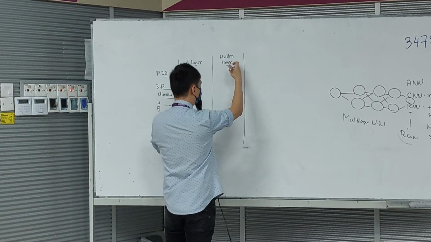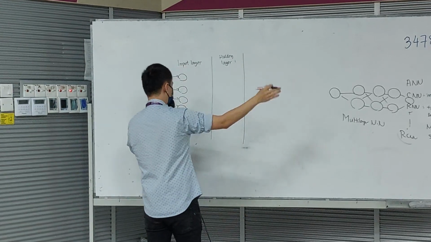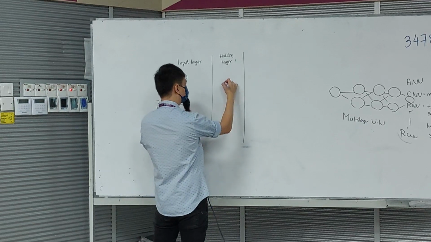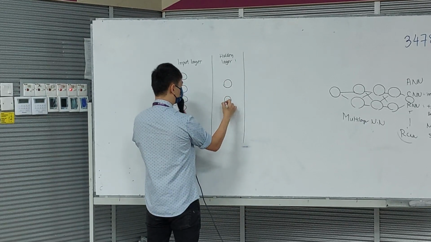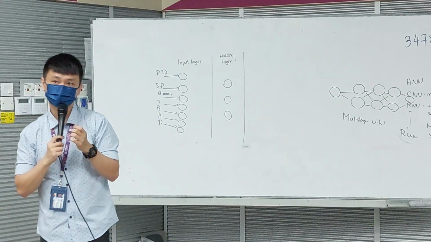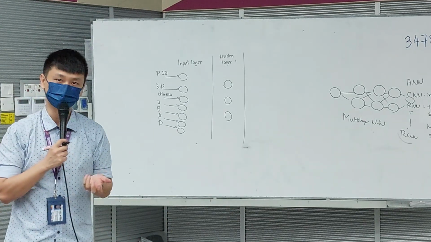So you can add more hidden layers as you like. You can put hidden layer 1, hidden layer 2, 3. It's up to you. Inside each hidden layer, you can design how many neurons you want. You can set 2, you can set 3, you can set 1. As I mentioned, the more neurons you put, the more calculations it will take and the more time it will consume.